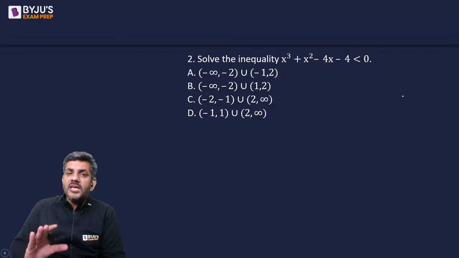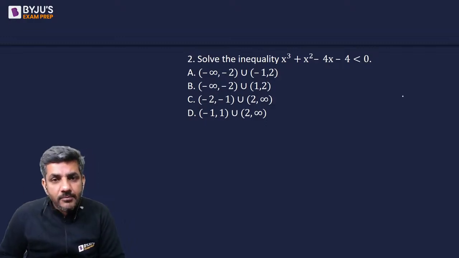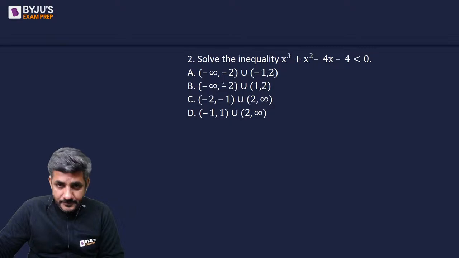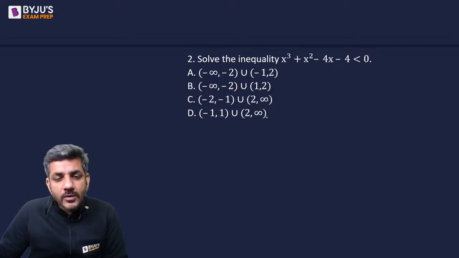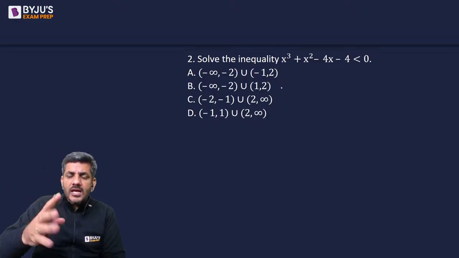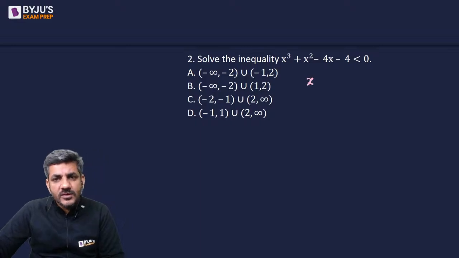But normally in these questions, the options are of the best help for you. For example, the options say: minus infinity to minus 2 union minus 1 to 2; minus infinity to minus 2 union 1 to 2; minus 2 to minus 1 and 2 to infinity; minus 1 to 1 union 2 to infinity. So I'll try to put a value of x which will eliminate some of the options, and I'll put the easiest value. Let's put x is equal to 0.